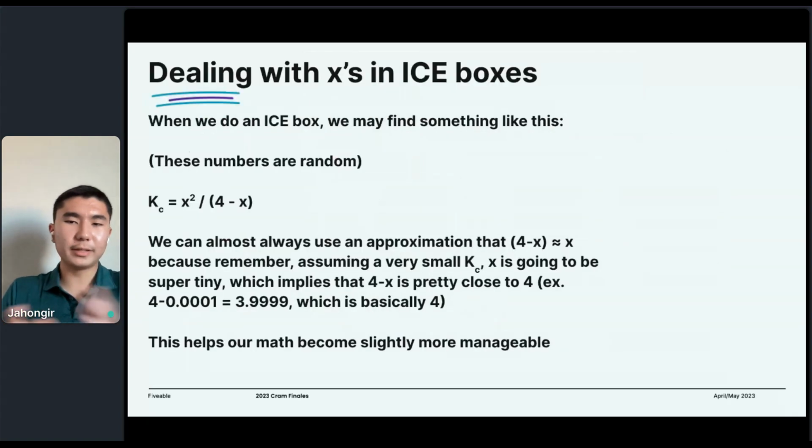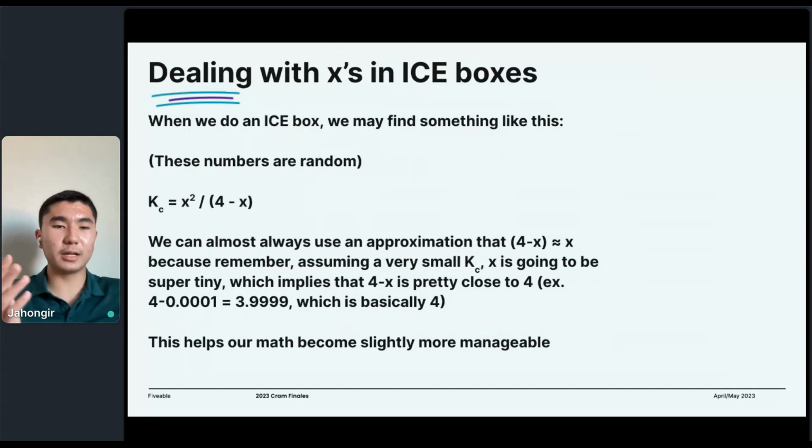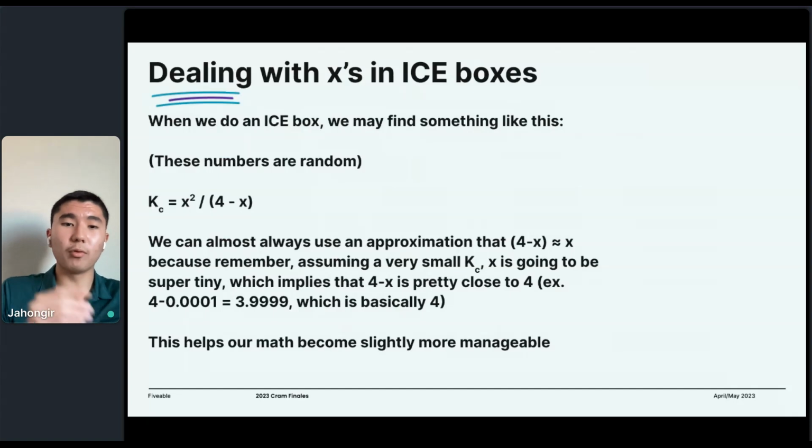So now we've been dealing with ICE boxes, but let's talk about it in a little more detail. When we're doing ICE boxes, we may find something like this, in which we have x squared over 4 minus x. And sometimes we can use approximation that 4 minus x is 4. This is only if we have a small K, a small equilibrium constant, that we can approximate, because x is going to be super tiny, which means that 4 minus x is pretty close to 4, and that basically is 4. So remember, this is only if we have a very small equilibrium constant that we can make these approximations, and this just helps our math go by faster.